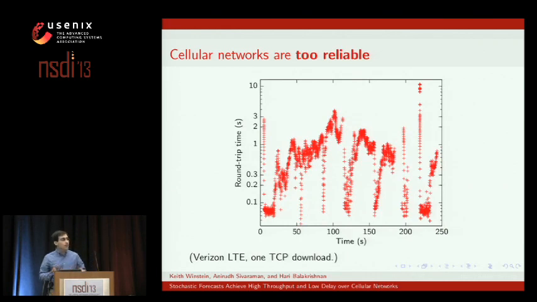Another way these networks differ from the old-fashioned networks is that they're too reliable. We talk about best effort network delivery, but that's kind of a misnomer. This is like way insane effort network delivery. This is a trace we took, again on Verizon LTE, doing just one TCP download. We look at the round trip time with ping on another flow, and you see we get these insane delays because TCP fills up the buffers in the network.